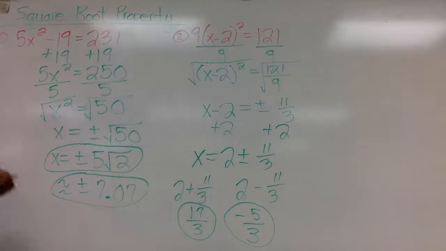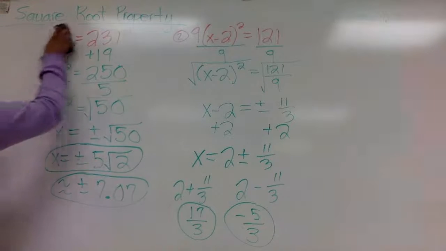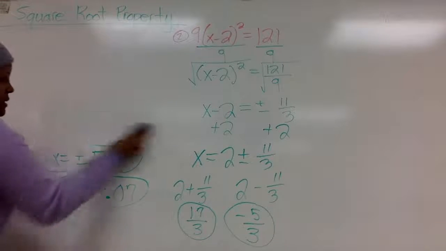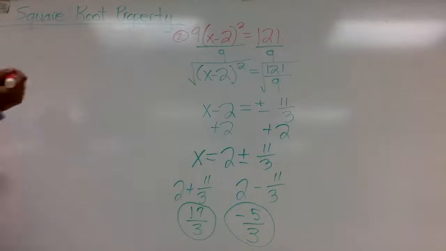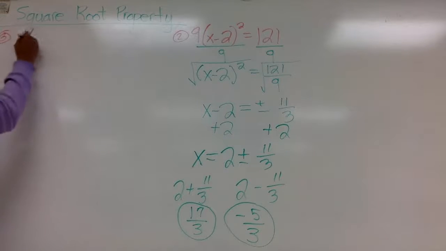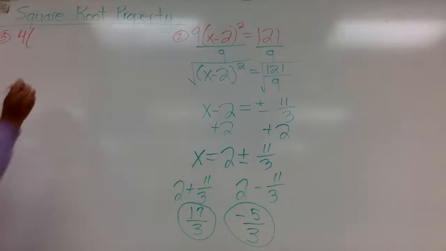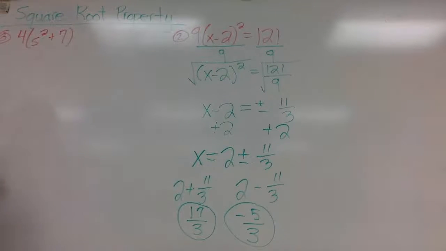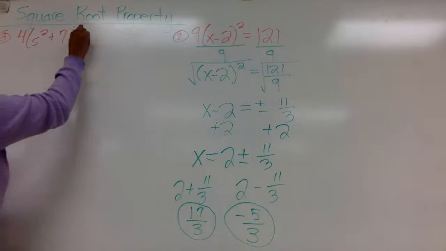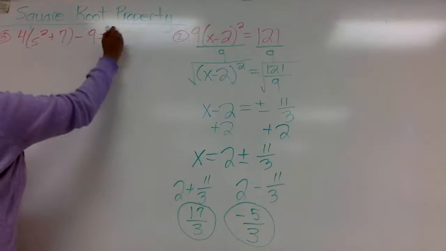All right, I would like to do one more problem. So square root method. Okay, so let's do 4s squared plus 7 minus 9 equals 30.